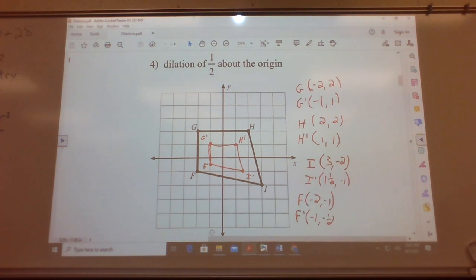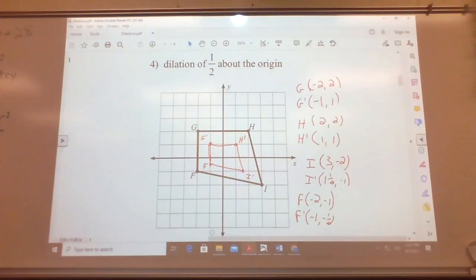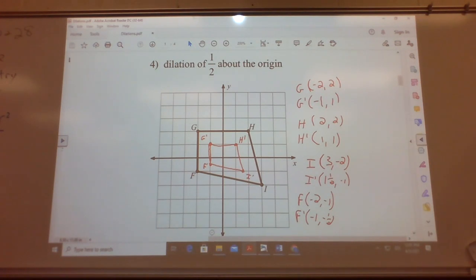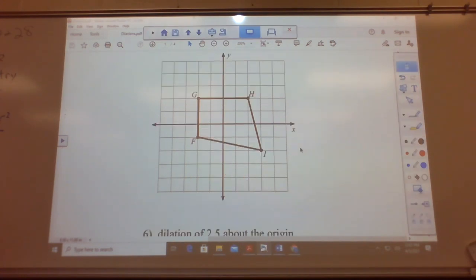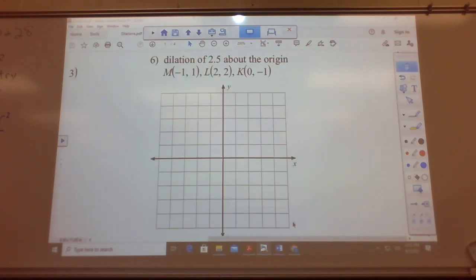They're not going to be congruent. All the other ones we did were congruent. This one is a similar figure. And we've done similar figures before. Are we okay on number 4? Number 5 is virtually the same thing. The big difference is, instead of graphing the original one, they've got the points. So let's look at number 5.